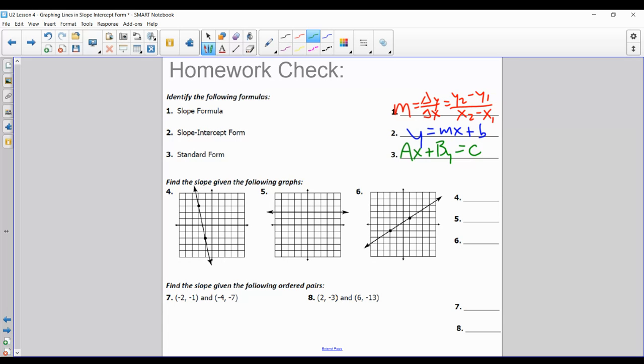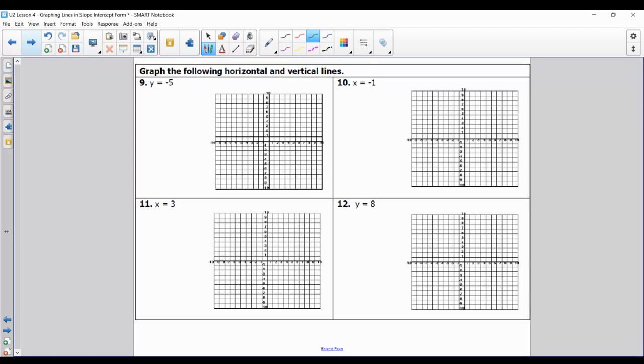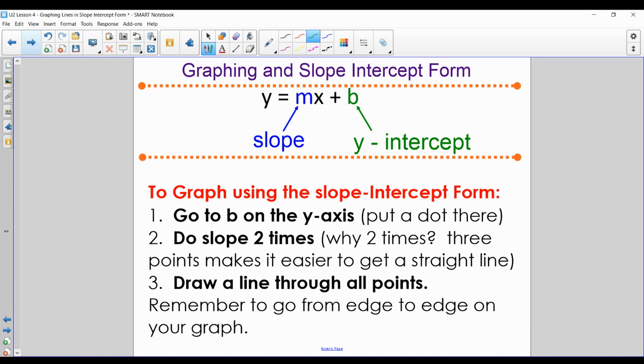I'm going to leave the rest of this for when you're in class on Wednesday, because I'm going to ask some questions about finding slope, about writing equations, and about horizontal and vertical lines. So I'm going to save that. So also save your questions. All right, so let's get into what we're going to do today.